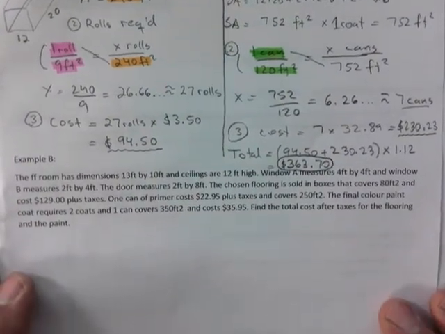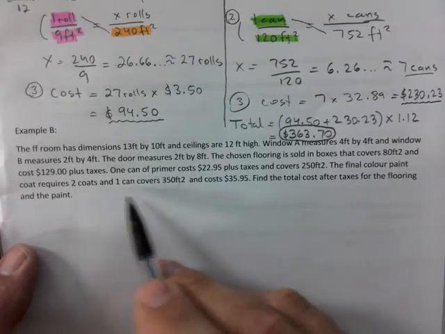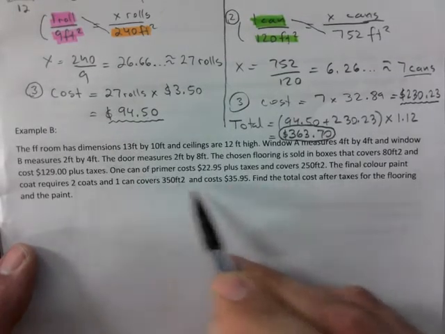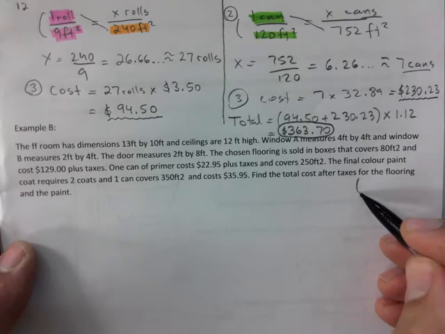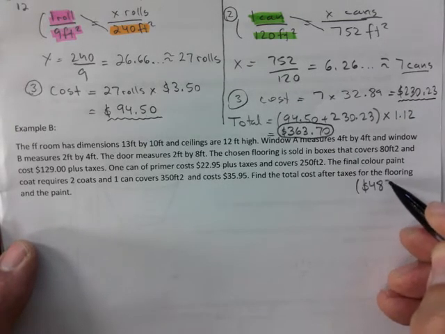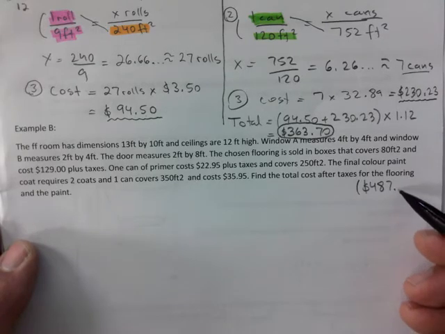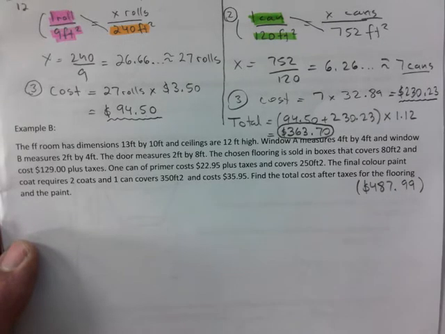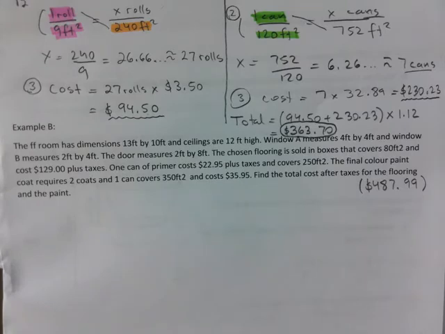And I would like you to try, I'm going to give you the answer here for this bottom one. It is like that. So in brackets, write down the answer. 487.99. Write that down, because I'm gonna step it up a notch, guys.